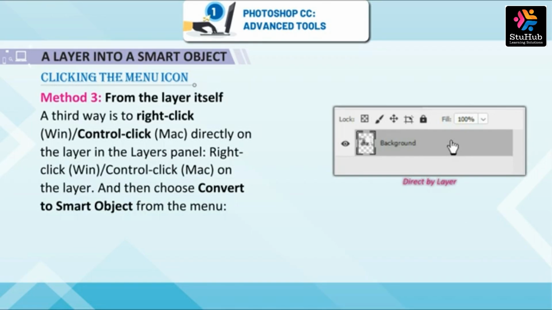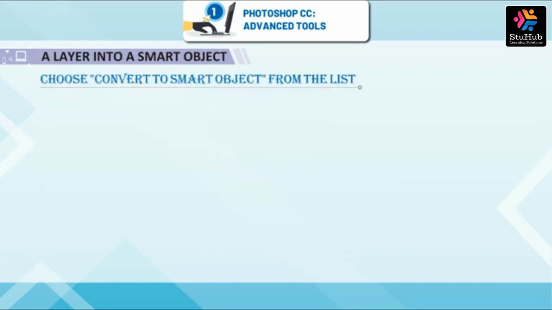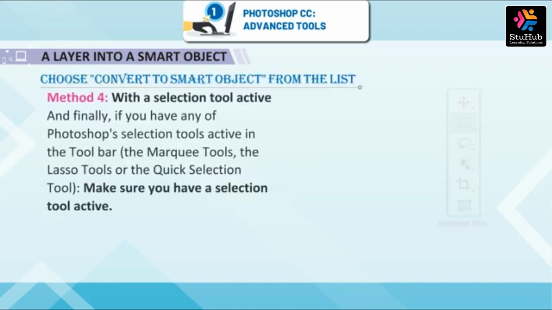Method 3. From the layer itself. A third way is to right-click (Windows) or Control-click (Mac) directly on the layer in the Layers panel and then choose Convert to Smart Object from the menu.